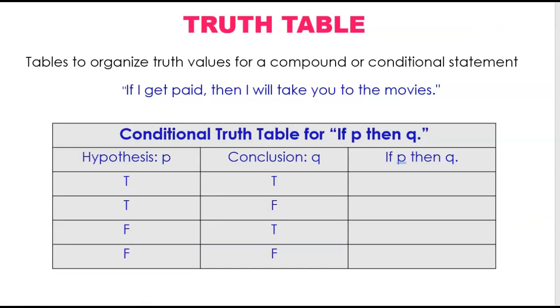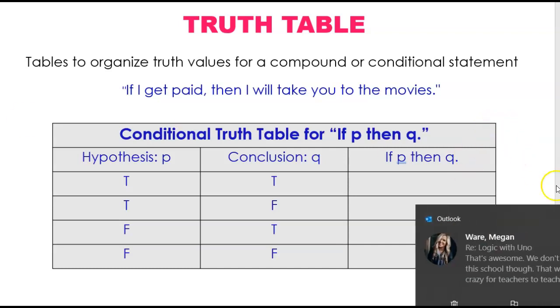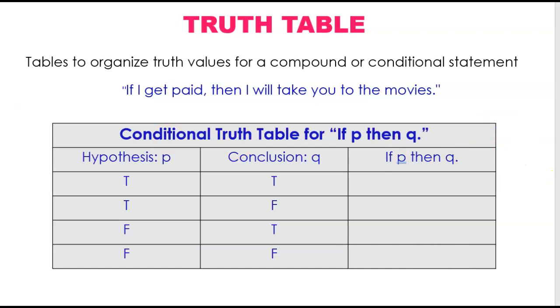Okay. So let's take a look here at truth tables, okay? Basically it's a way to organize the truth value for the conditional statement, or for each of the different statements, okay? So if P then Q, okay? If P then Q. And our statement says, if I get paid, then I will take you to the movies. So if I get paid, then I will take you to the movies.